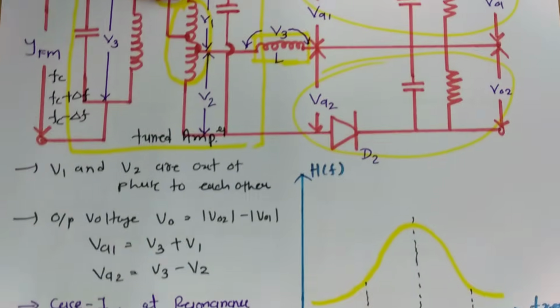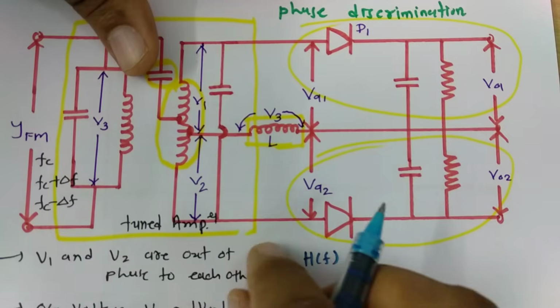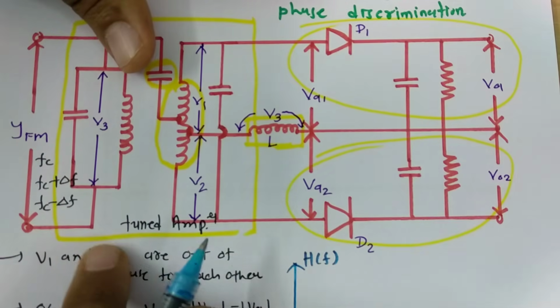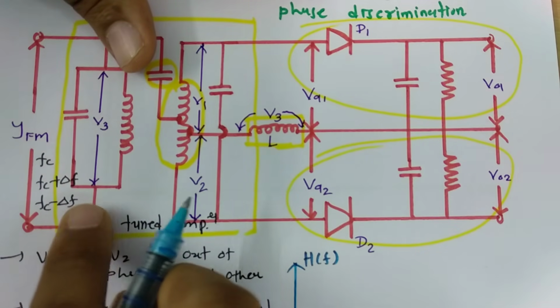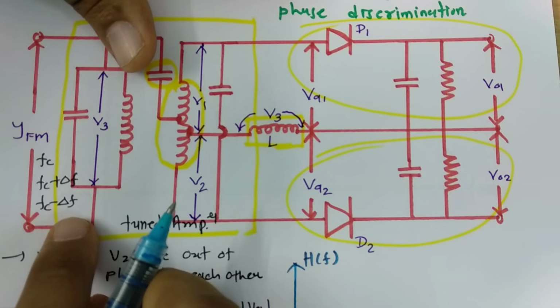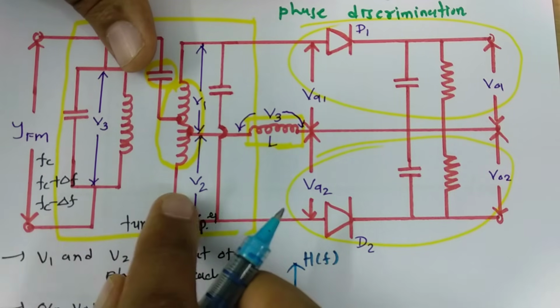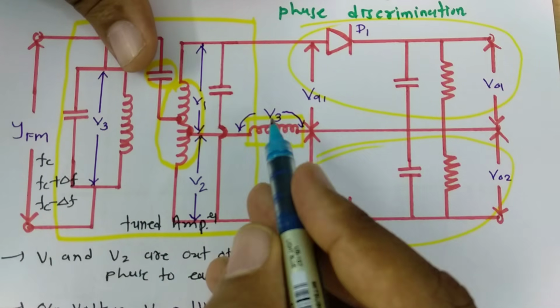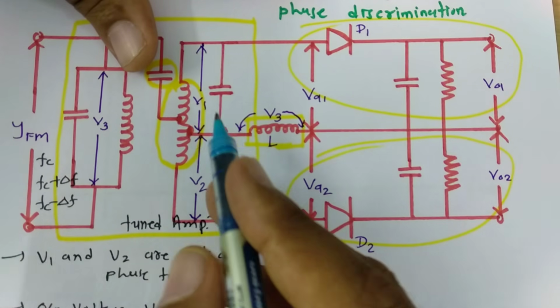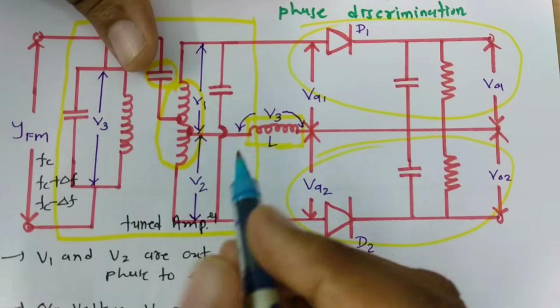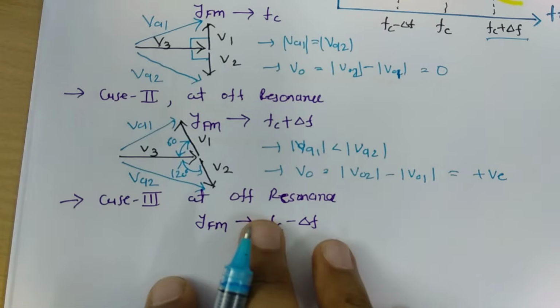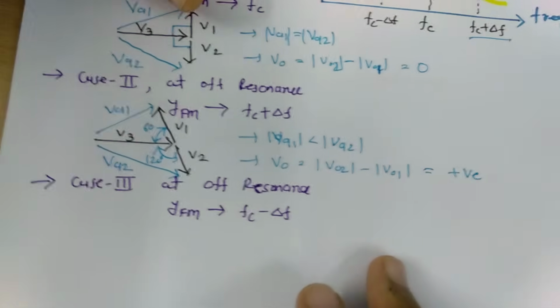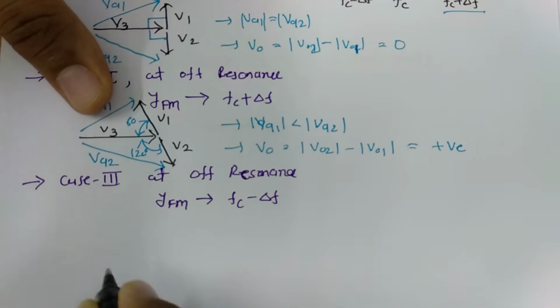Now let us consider the third case, in which our FM signal is tuned at Fc minus delta F. If the FM signal is tuned at frequency Fc minus delta F, the phase between V2 and V3 will be lower than the phase between V1 and V3. So what will happen is, if I plot the phasor diagram, then this is my V3.